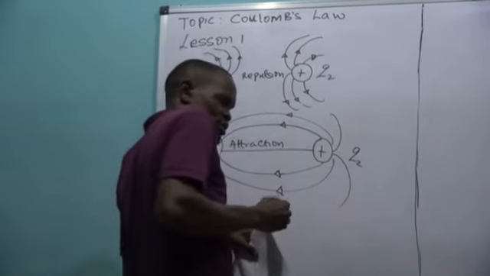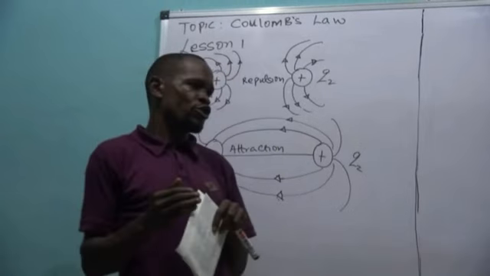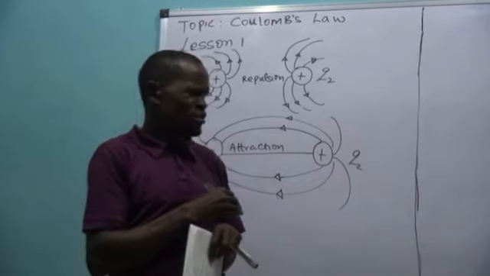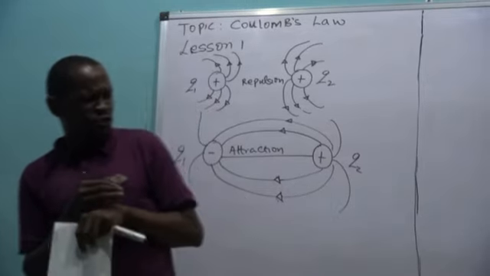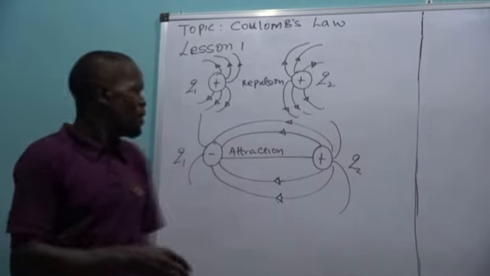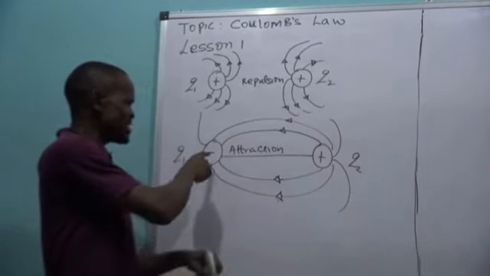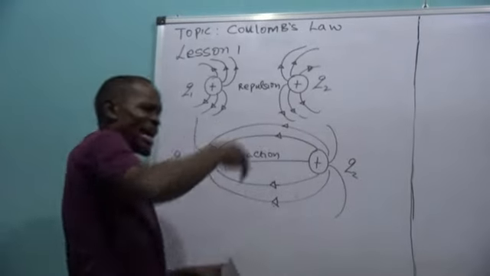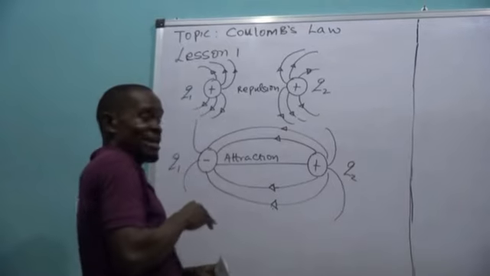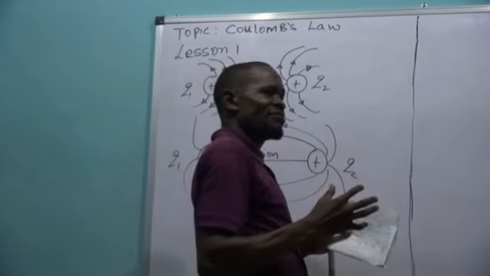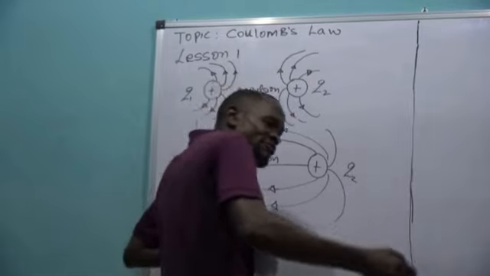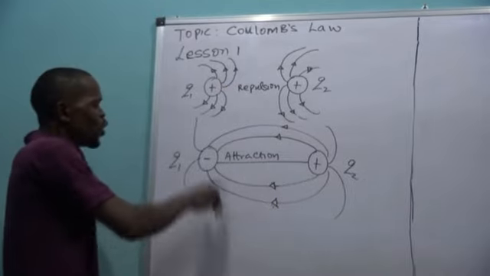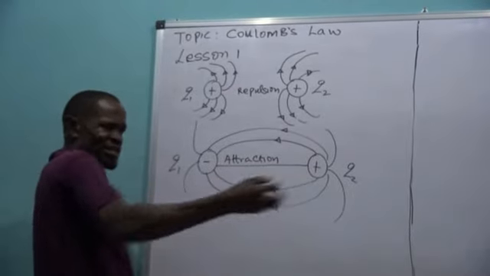So the field of Q1 meets the field of Q2, and they find out I'm coming out from positive, you are coming out from positive. No, we can't marry together, we are of the same blood, so we repel. But this one here is negative and this one is positive. As the field goes and comes in contact with the field of the negative, they will attract themselves because they are of different fields. So unlike charges attract each other.